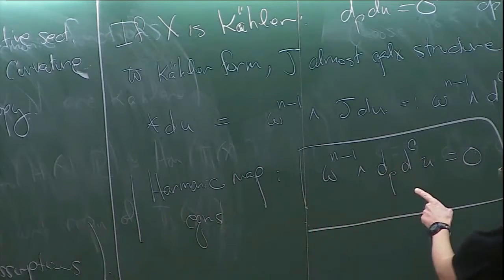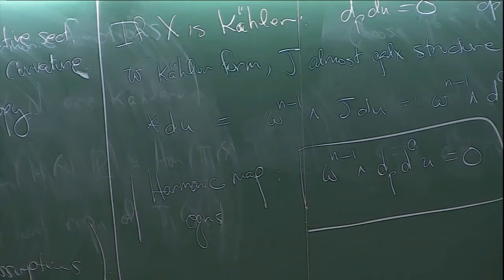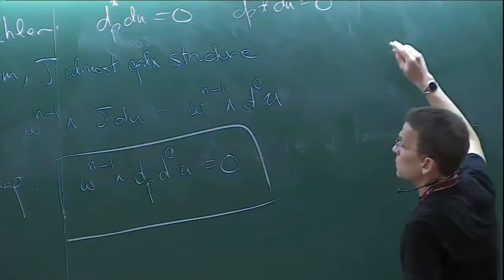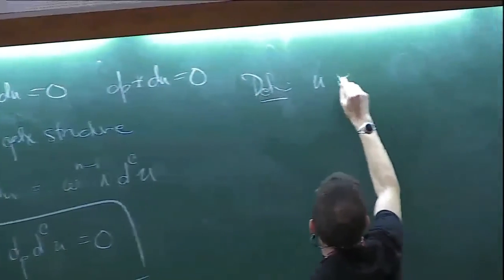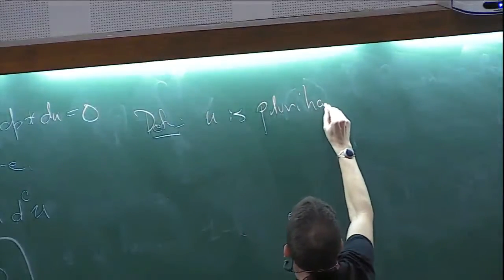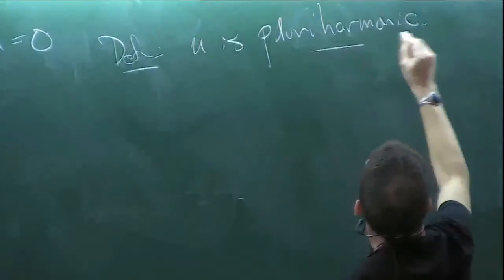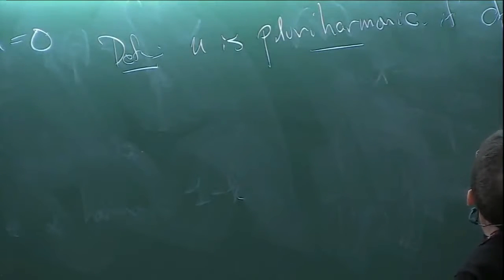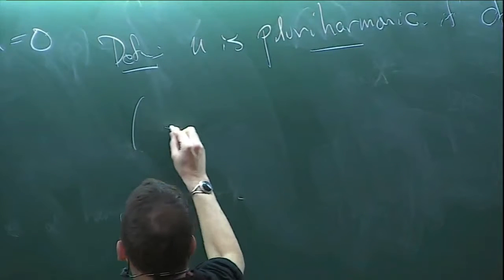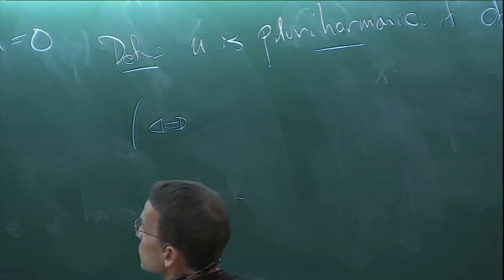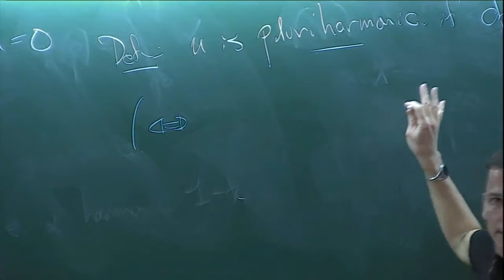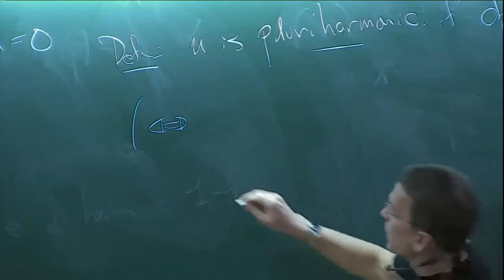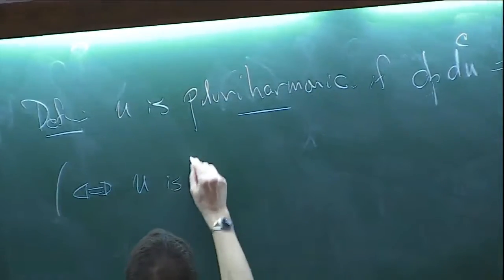So there's a natural special case of this, and that's where this term is already 0. The definition is: u is pluriharmonic if this term is already 0. So this is equivalent to saying that, see, this is sort of the two-dimensional portion of the derivative. This is essentially dd bar of u in local coordinates.